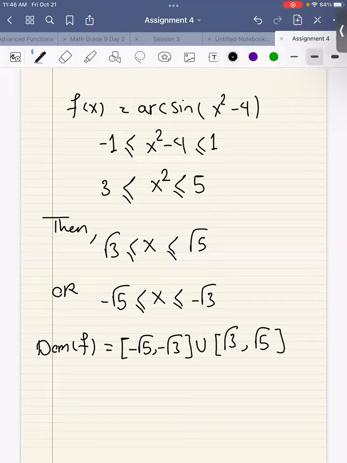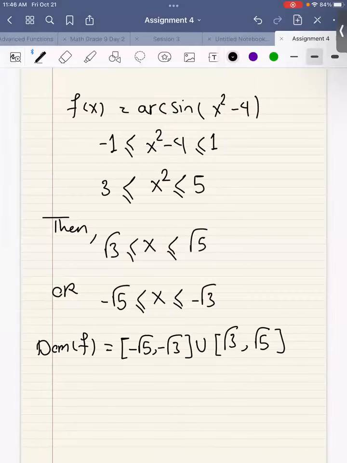Wait, what did you do with the second step? Minus square root of 5. How did you get this? Okay, that's a good question. That's a very good question. So, yeah, let me look at this.